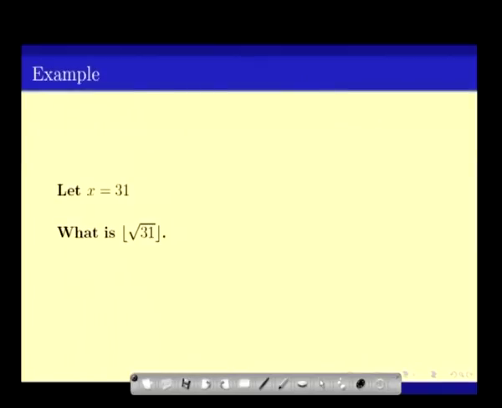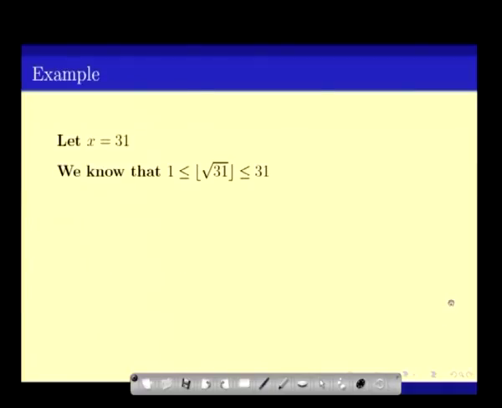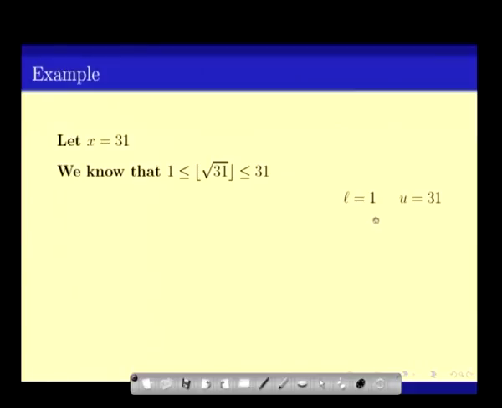Let x be 31, and the question is, what is the floor of square root of 31? So, how do we do it? First of all, just as in the case of binary search, we start with two options, lower bound and upper bound, L and U. L is 1 and U is 31. This is basically the range of integers in which the final answer might exist. The final answer is between 1 and 31. We know that the integer 31 is positive, so the square root must be greater than 1 and the square root must be less than itself. One might be able to get a better upper bound by doing some smarter math, but let's not worry about it for now.